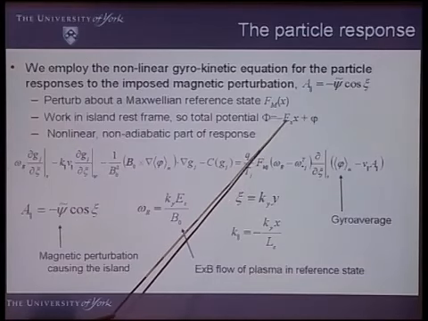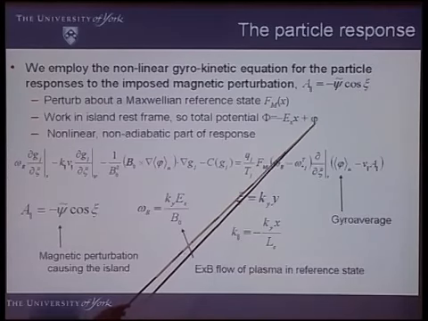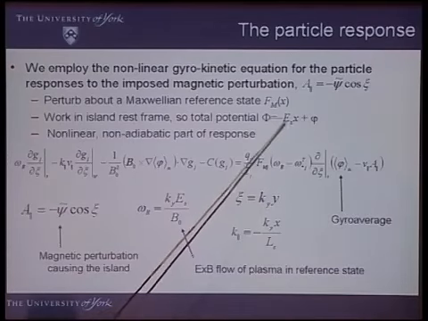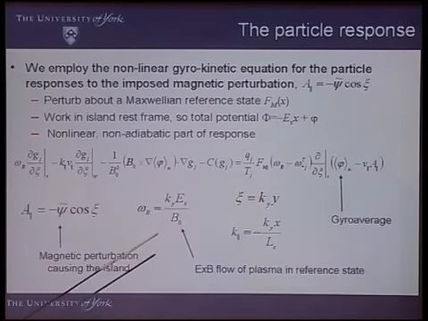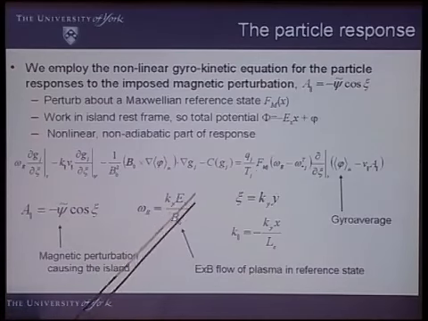So there's a reference state potential here, plus a localized potential, localized around the island due to the differing responses from the electrons and ions to that magnetic perturbation. And this I have to calculate.